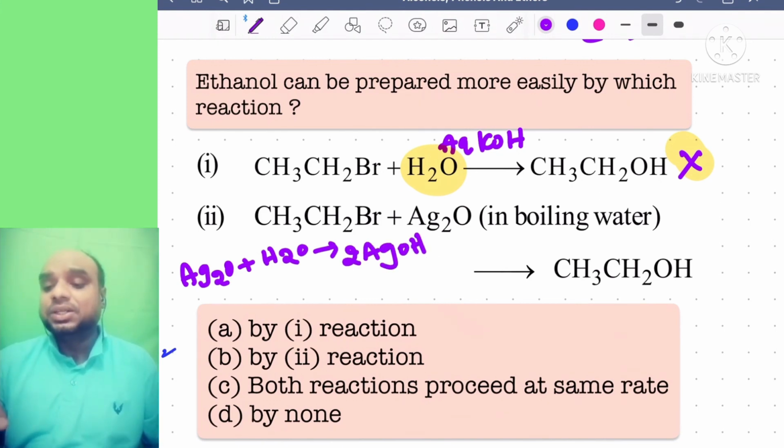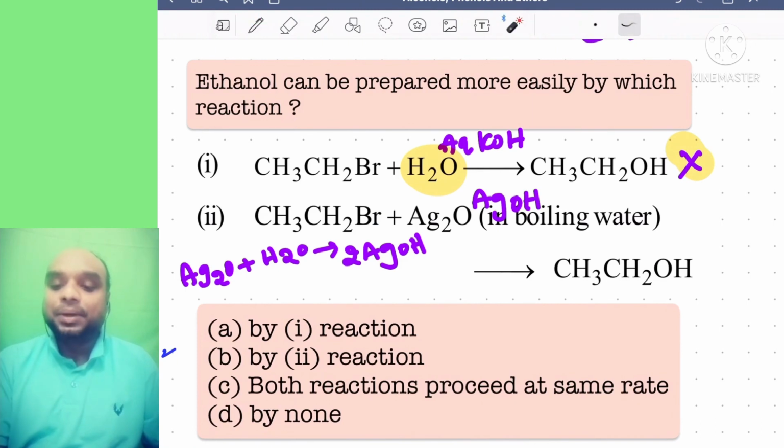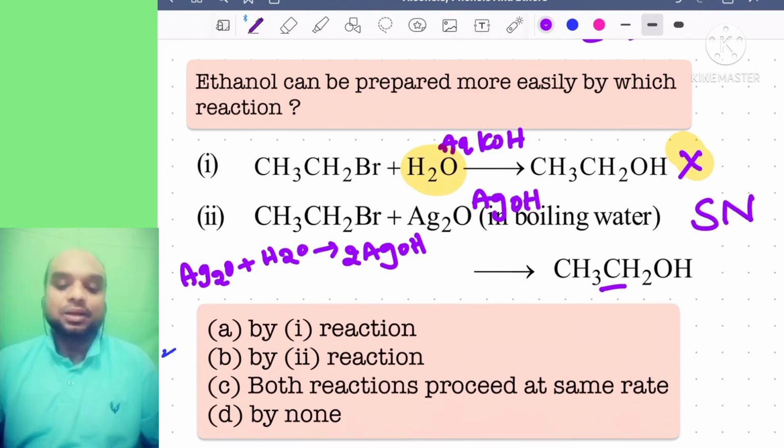Now this substance, when it reacts with ethyl bromide, what will happen? The Br is replaced by OH. Nucleophilic substitution, an SN reaction, takes place, and you get ethyl alcohol. So 2 is the right answer, not 1.